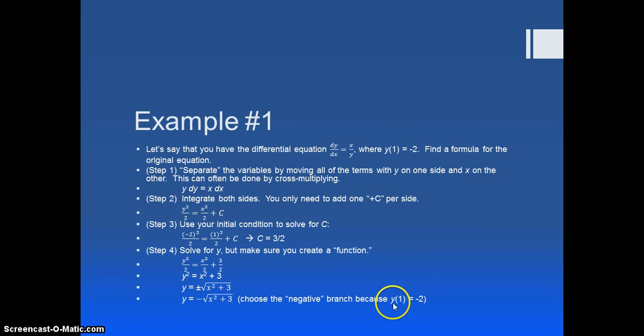The fact that y of 1 is equal to negative 2 means that when we plug in x is equal to 1, we should get negative 2 as our y value. And the way that you can accomplish that is by choosing the negative branch of this parabola. And so we have y is equal to negative square root of x squared plus 3. So be careful there. You might fall for the trap of putting the plus or minus, but you actually really haven't finished the problem because we want to solve for the original function.